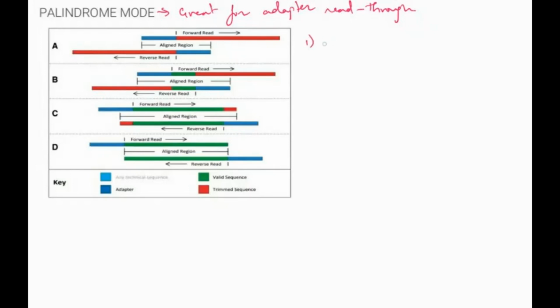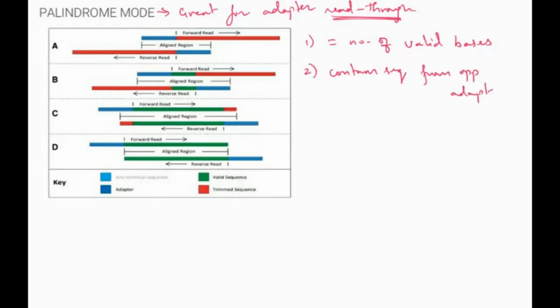The mode takes into account the fact that when a read-through occurs, both reads in the pair will have an equal number of valid bases, followed by contaminating sequences from the opposite adapters. Also, the valid sequence within the two reads will be reverse complements. So detecting all these three facts or symptoms, as the paper describes them, would result in identifying the adapter read-through much more efficiently, with high sensitivity and specificity.